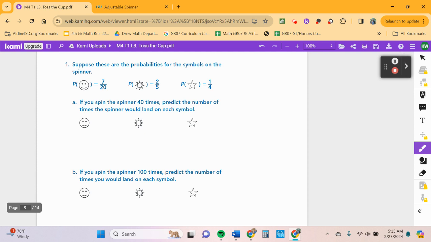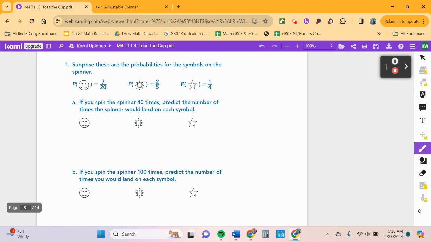So we've got the smiley. The probability of the smiley is 7 out of 20. The probability of the sun is 2/5. And the probability of selecting the star is 1/4. Let me just go ahead and read A. Part A says, if you spin the spinner 40 times, predict the number of times the spinner would land on each symbol. And part B says, if you spin the spinner 100 times, predict the number of times you would land on each symbol.